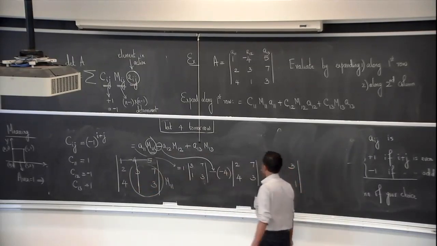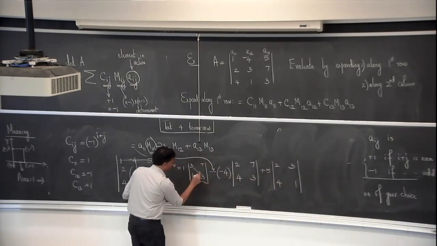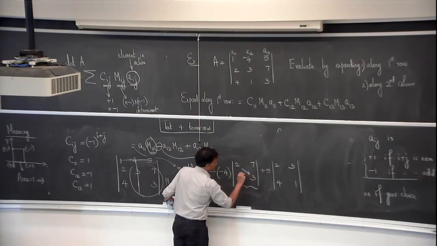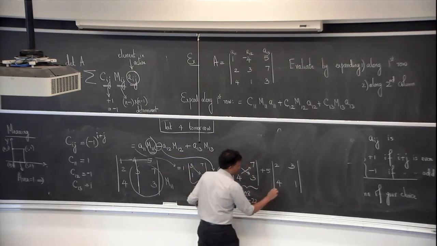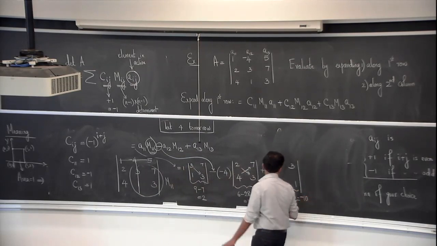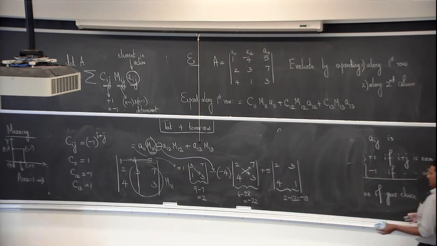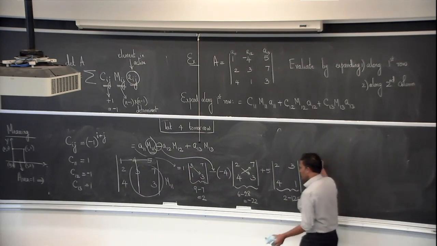And each of these are 2 by 2 determinants. So it's going to be 3 times 3, 9, minus 7, which is 2. This is 6 minus 28, which is negative 22. And this is 2 minus 12, which is negative 10. So that is how you bring it down to a number. Start with 3 by 3, it will give you 3 2 by 2 minors. Each of them will be a determinant.